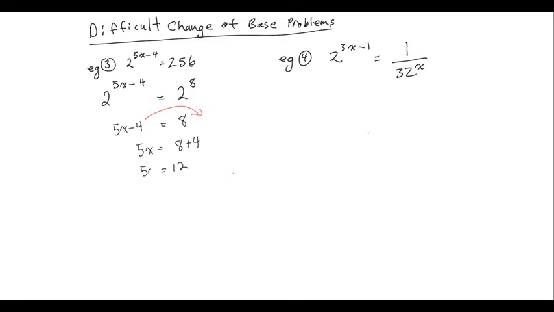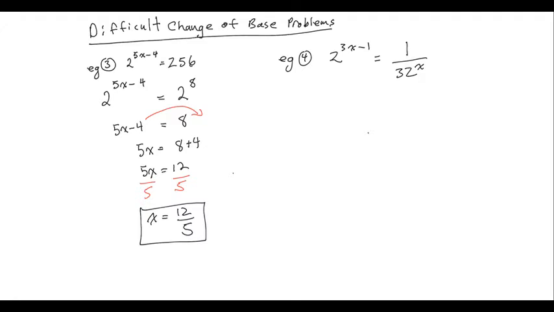So 5x is 12. Now, remember, this means 5 times x. So technically, in order to move it to the other side, we have to divide both sides by 5. And we end up with x is equal to 12 over 5. And we're done. For the next problem, we have a unique situation. We have a fraction as our left side. So we have 2 to the 3x minus 1 is equal to 1 over 32 to the x.